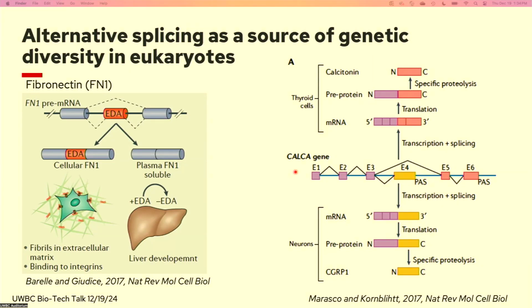Another example of how splicing influences genetic diversity is the calcitonin-related polypeptide alpha gene, which shares 3 common exons, but then alternative splicing between exon 4 as well as exons 5 and 6 in different cell populations regulates the protein that is expressed. For example, in the thyroid, we generate this mRNA and a pre-protein that is processed through proteolysis into calcitonin, while in neurons, a different mRNA is generated with, again, a different pre-protein that is proteolysed into CGRP1.